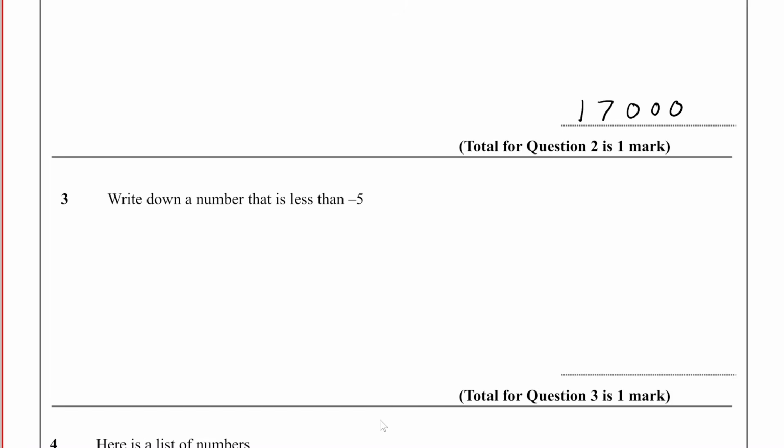Question 3, write down a number that is less than -5. So we can have -6, -7, -8, or so on.